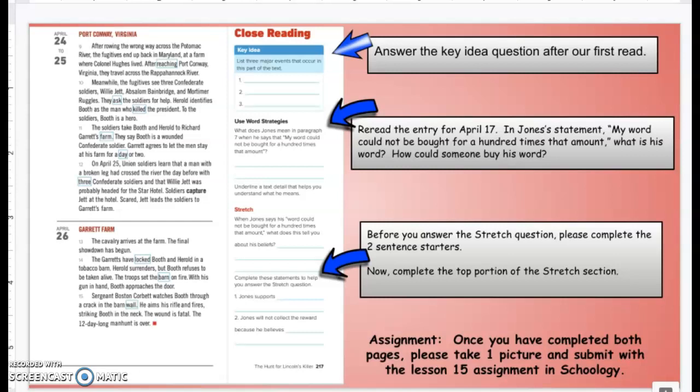When Jones says his word could not be bought for 100 times that amount, what does this tell you about his beliefs? Again, once you get done with that, please take a picture of lesson 15 and submit it into your assignment in Schoology.